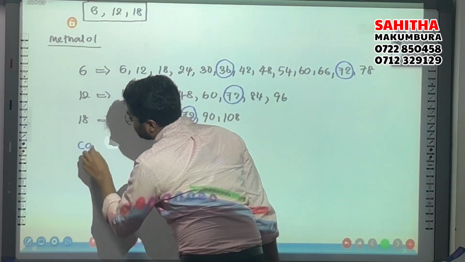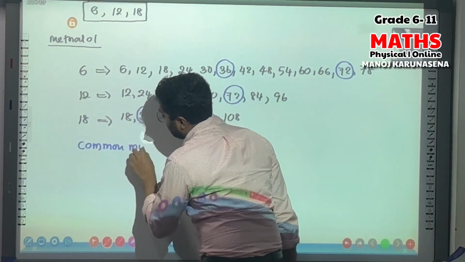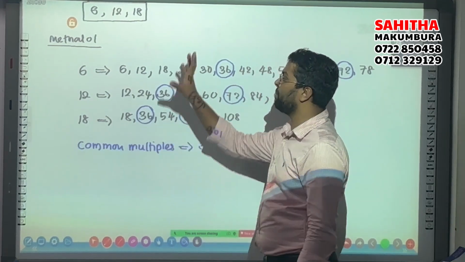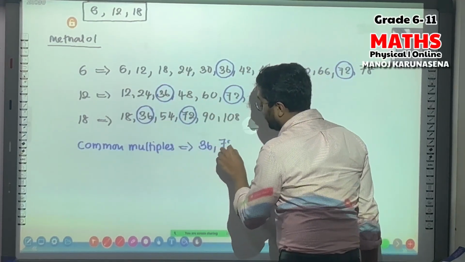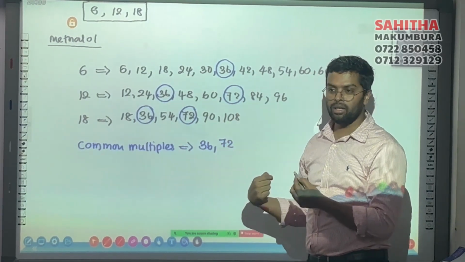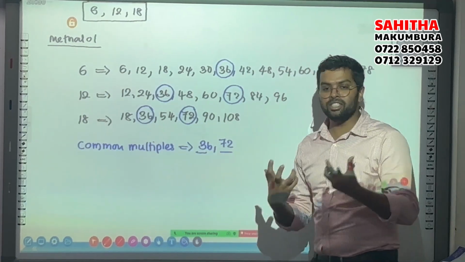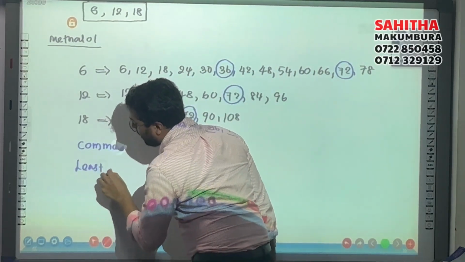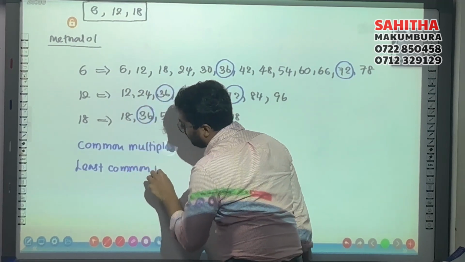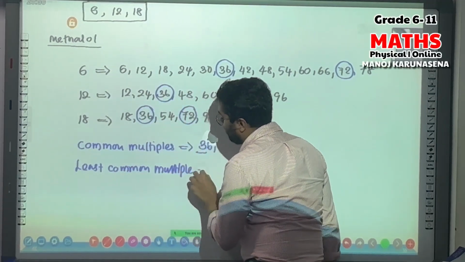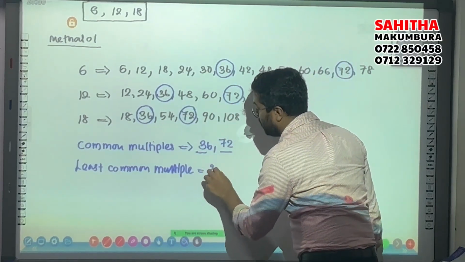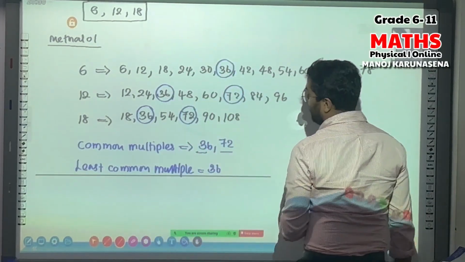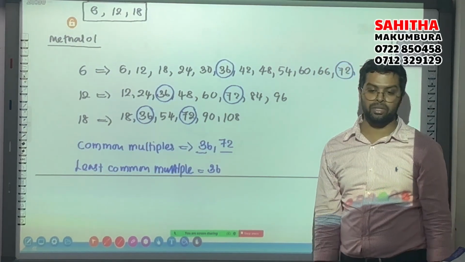So the common multiples we have are 36, which is a common multiple for 6, 12 and 18, and 72, which is again a common multiple for 6, 12 and 18. Out of these common multiples, what is the smallest common multiple? 36. Therefore, the least common multiple of 6, 12, 18 equals 36. So this is the first method we are using to find the least common multiple of given three numbers.